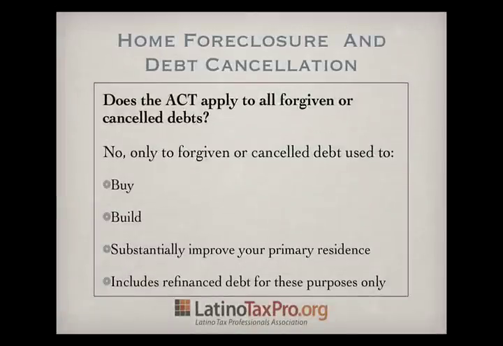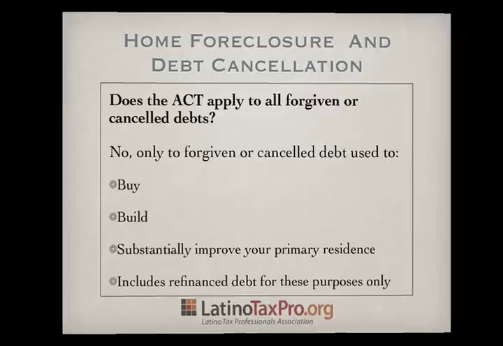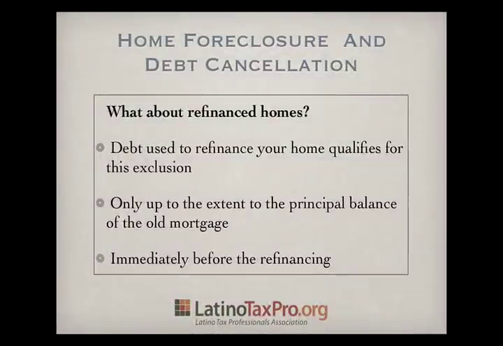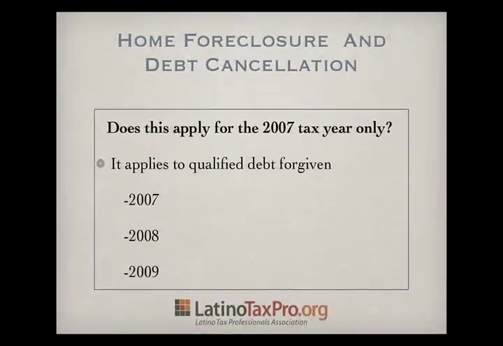Does the Act apply to all forgiven or canceled debts? No, it doesn't. Only to forgiven or canceled debt used to buy, build, or substantially improve your primary residence. This includes refinance debt for these purposes only. Debt used to refinance your home qualifies for this exclusion, however, only up to the extent of the principal balance of the old mortgage, immediately before the refinancing. It applies to qualified debt forgiven in 2007, 2008, and 2009.